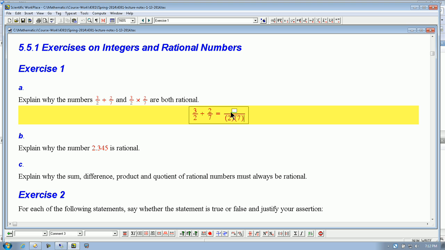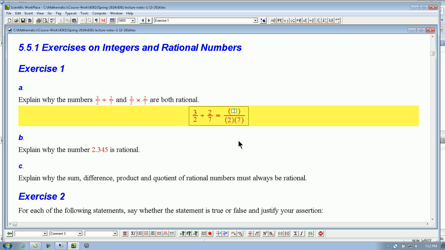And so what do you get? You get 3 times 7 plus 2 times 2. Well, the top of this fraction is an integer. The bottom is an integer, therefore this is a fraction, a rational. Okay? Right. I'm not doing this one. Okay? I don't want to insult you. Explain why 2.345 is rational. Answer. I'm not even writing it. I'll say it. 2.345 is 2345 divided by 1000. End of story.